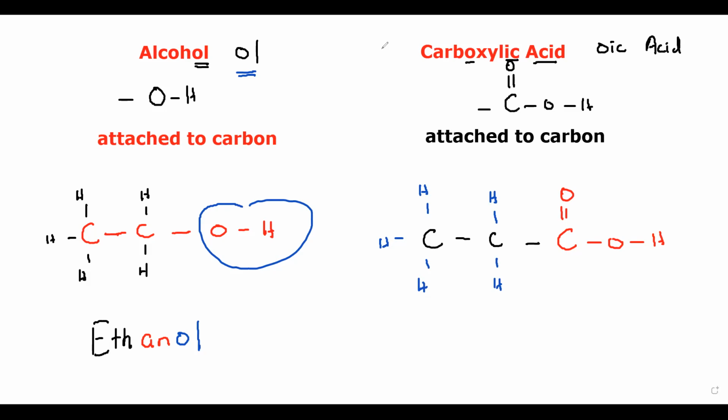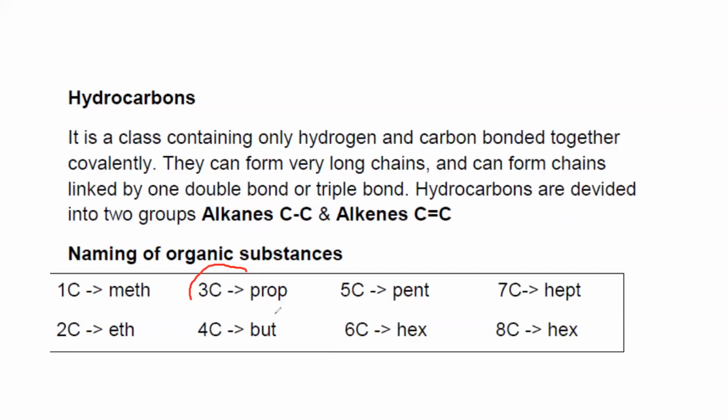Now we have to name. How to name? First we have to count the number of carbon atoms. 1, 2, 3 carbon atoms. So if you find 3 carbon atoms, you have to check what prefix is used for 3. For 3 carbon atoms we use the prefix prop.